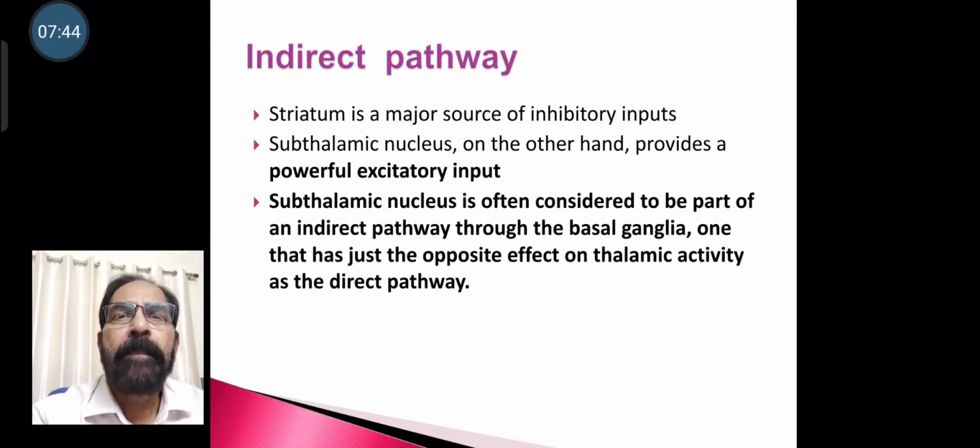Indirect pathway. Striatum is a major source of inhibitory input. Subthalamic nucleus, on the other hand, provides powerful excitatory input. Subthalamic nucleus is often considered to be part of an indirect pathway through the basal ganglia, one that has an opposite effect on thalamic activity as the direct pathway.